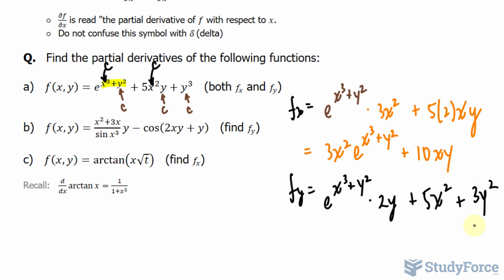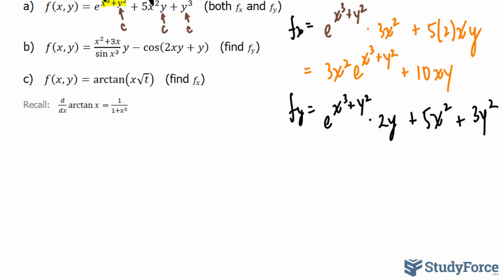Let's move on to question B. In question B, they only want us to find f sub y. Now, if you want to find f sub x, it's going to take a while, because to find the derivative of this term is not easy. It takes a while. You need to use a quotient rule. So luckily, they've asked us to find f sub y only. Question B, f sub y, and that's the same thing as saying the partial derivative of our function with respect to y.